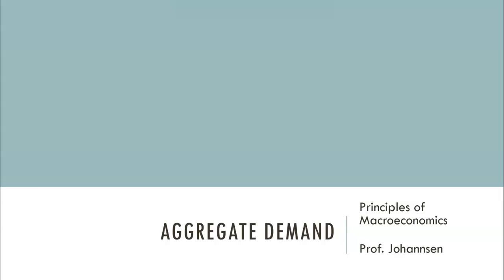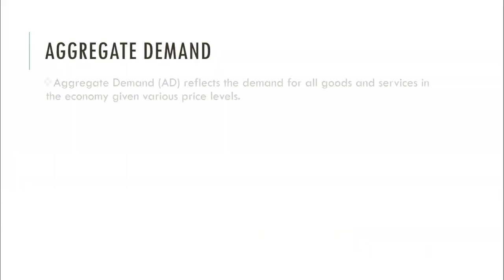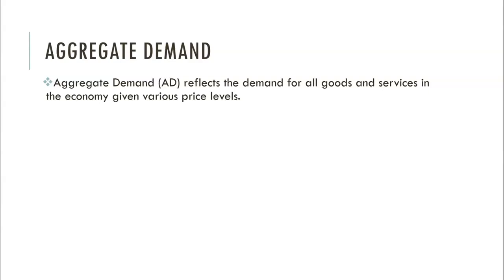To keep consistent with some of our other models, we're going to be talking about consumption, investment, government spending, and net exports. So the components of aggregate demand are going to match what we see in real GDP and also in our aggregate expenditures model. So aggregate demand reflects the demand for all goods and services in the economy given various price levels.